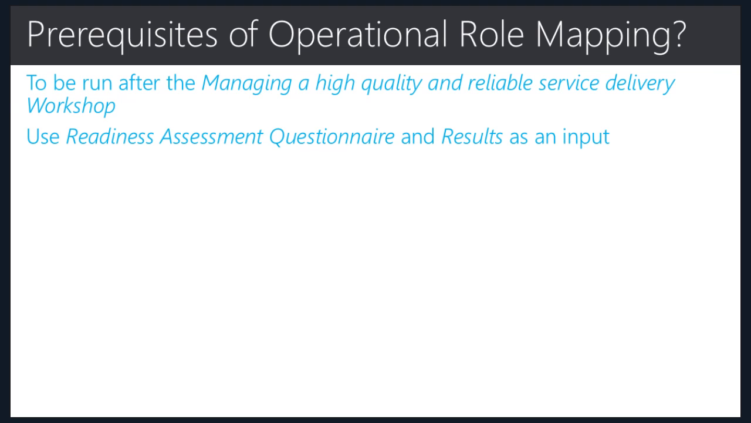Before we get started here, let's briefly talk about the prerequisites of operational role mapping. This is intended to be run after the Managing a High Quality and Reliable Service Delivery workshop, as this workshop talks about what needs to be done, what factors will influence the media quality, and what it really takes to make sure that your end users are happy with the solution itself. So make sure that this workshop is run.